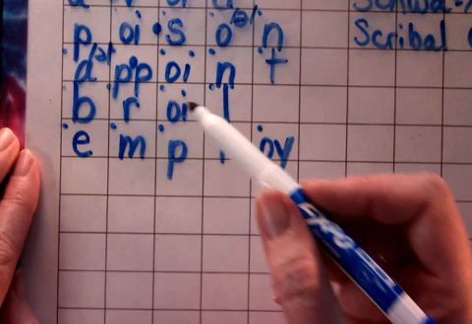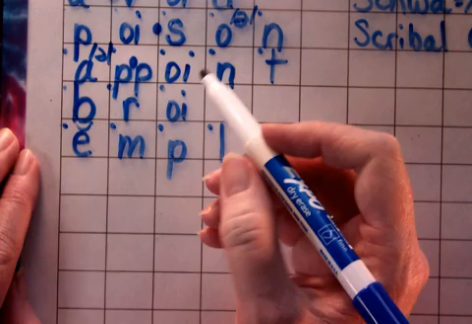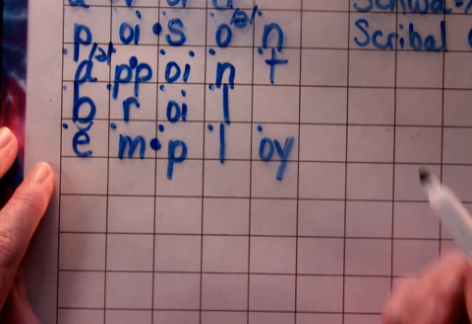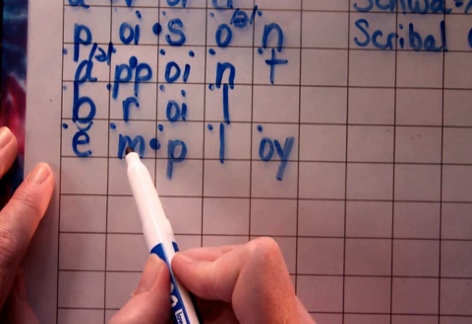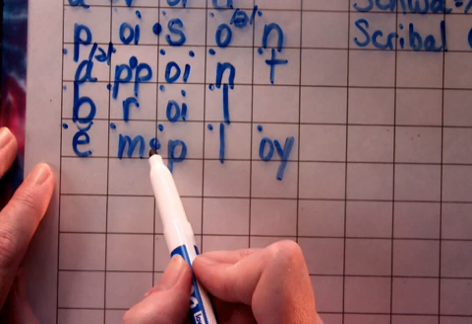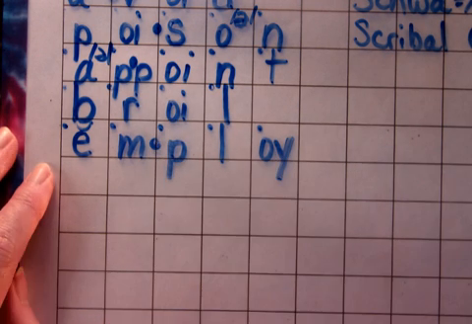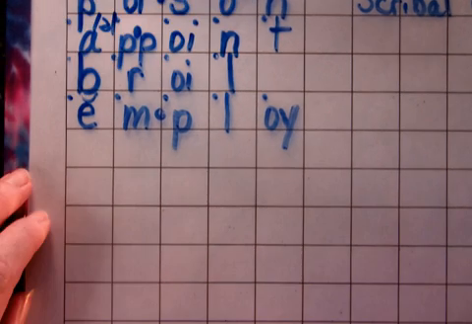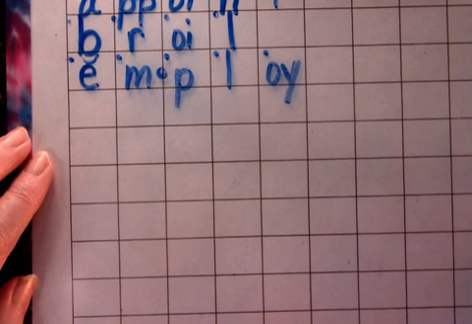Employ. Is a short vowel, it's a closed syllable. I've got consonants here that I break it between. Employ. We'll do 2 more words on this video, and then we'll go to part 2 video.